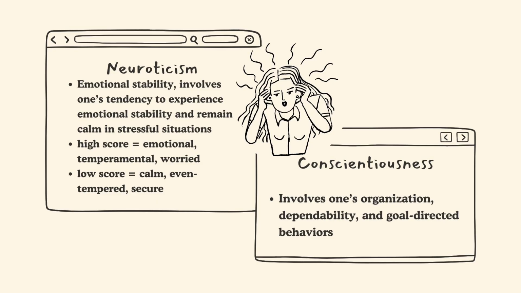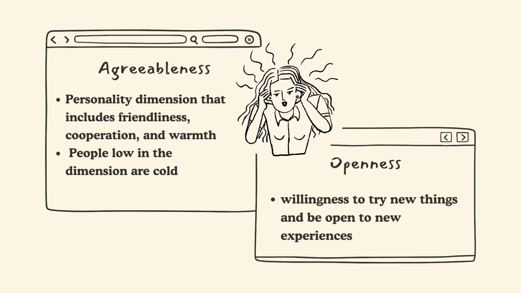Conscientiousness involves one's organization, dependability, and goal-directed behaviors. Agreeableness is the personality dimension that includes friendliness, cooperation, and warmth. If people are low in this dimension, it means that they're cold. And if it's the opposite, if you get a high score, then it means they're warm. Warmth means you're kind to people, you like to help others. Both cold and warm represent personality, not physical body temperature.